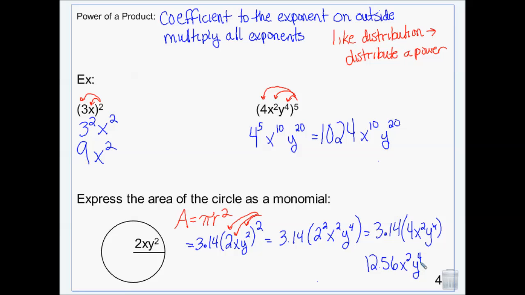Now, if you did not want to actually multiply in the 3.14, we could have left it as pi. And what we'd have is 4x squared y to the 4th pi. Both of these answers are correct. So you can leave pi in there if you want, or you can multiply pi as a number.